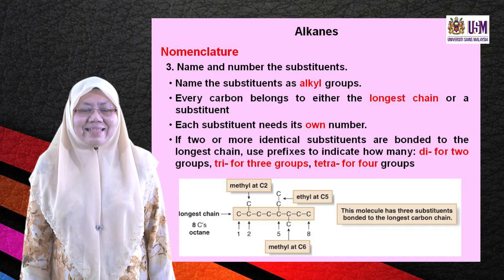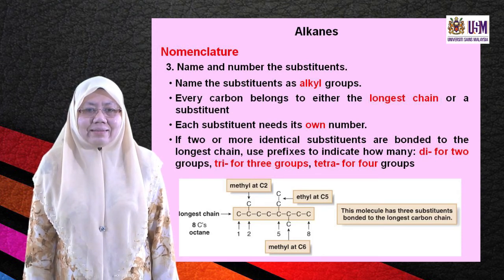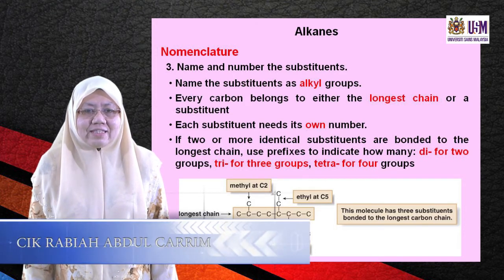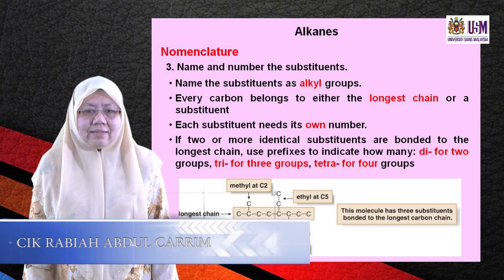Name the substituents as alkyl groups. Every carbon belongs to either the longest chain or a substituent. Each substituent needs its own number. If two or more identical substituents are bonded to the longest chain, use prefixes to indicate how many: di for 2, tri for 3 groups, tetra for 4 groups.